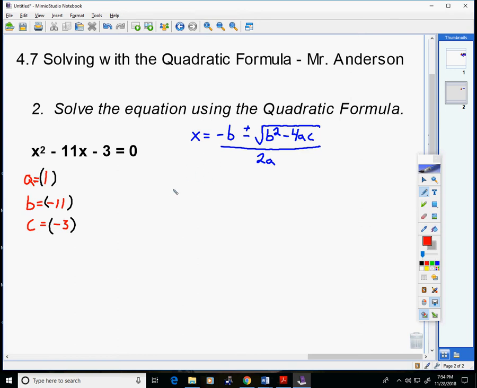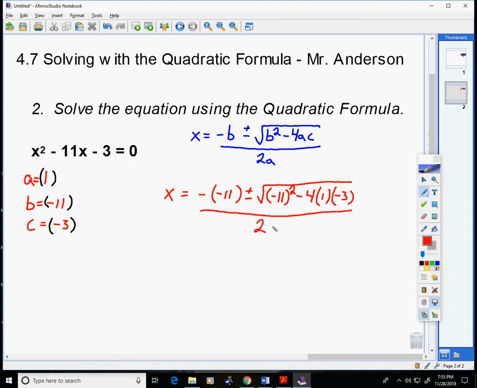I want to rewrite this just replacing the letters with what they equal. Just the substitution of the letters. X equals negative b, so b is negative 11, plus or minus the square root of b squared, so b is negative 11 squared, minus 4 times a is 1, and c is negative 3. And this is going to be all over 2 times a, which is 1.